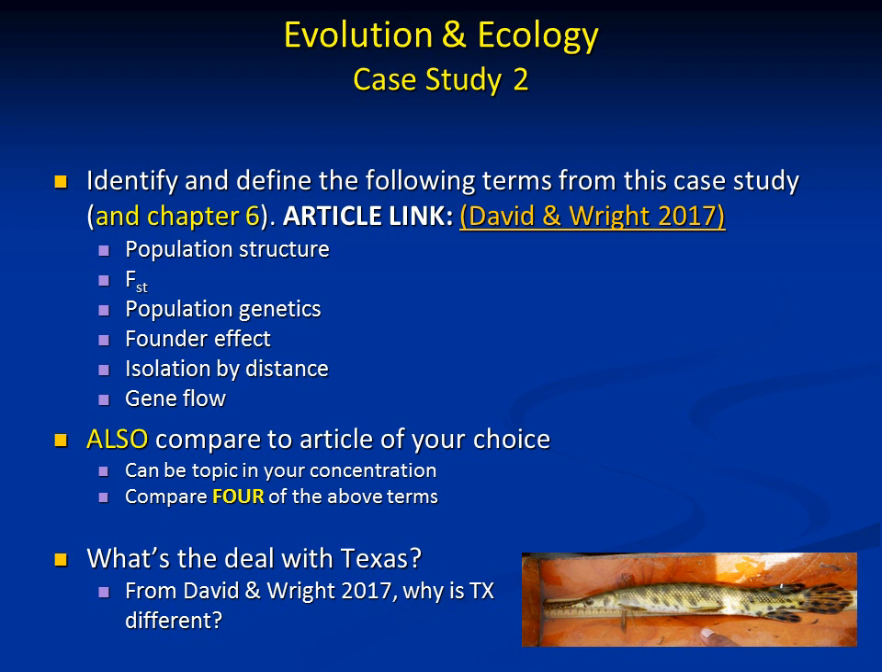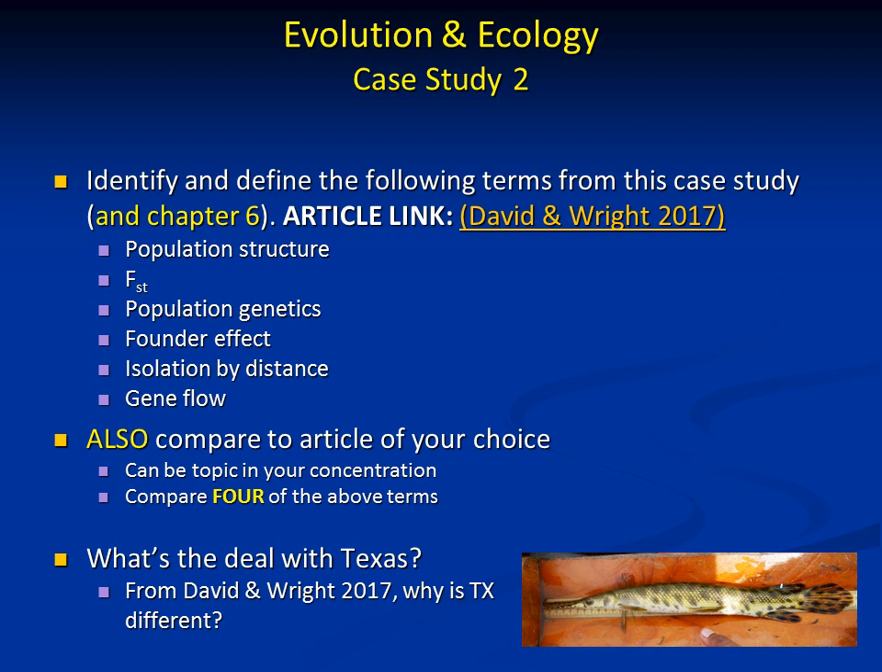Within that journal article for the comparison, I'd like you to compare 4 of the above terms that you have here, either with the David and Wright assigned 2017 paper, or you can compare it back to the book with those particular sections of the book. So however you make your comparisons, again, similar to case study 1 with this. So you're going to be comparing an assigned paper, which is the David and Wright 2017 paper, to a paper of your choice, which is the one that you selected and put on the note cards about a week ago.